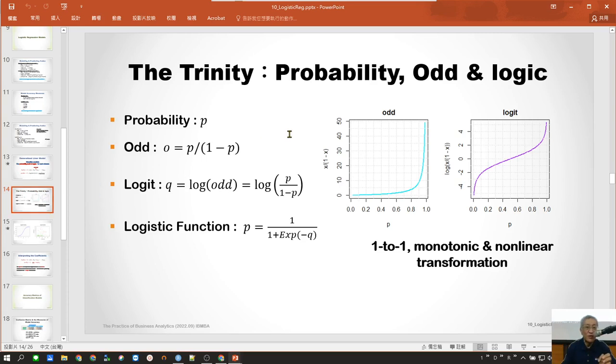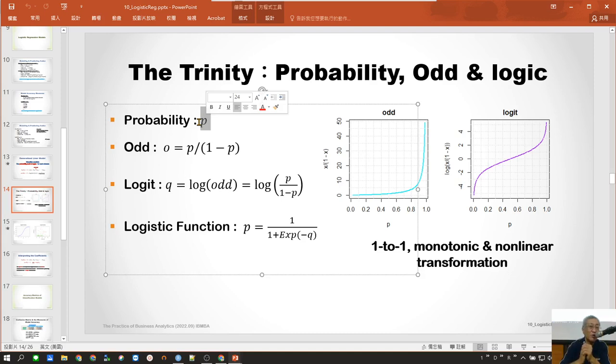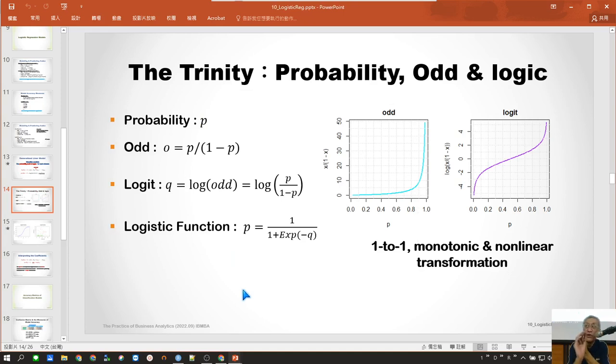Before anything, let me introduce a few terminologies related to logistic regression. Usually when we talk about probability, we denote it by P. But actually there are three different ways of measuring probability. Probability is one. The second is called odd. Odd equals P divided by 1 minus P.